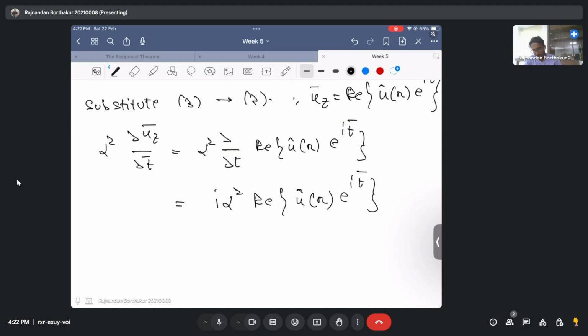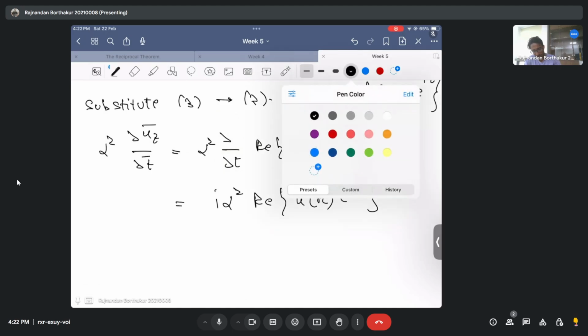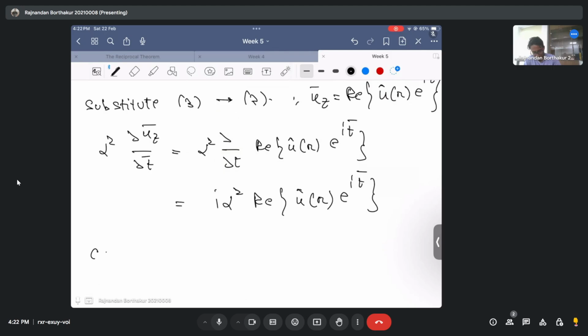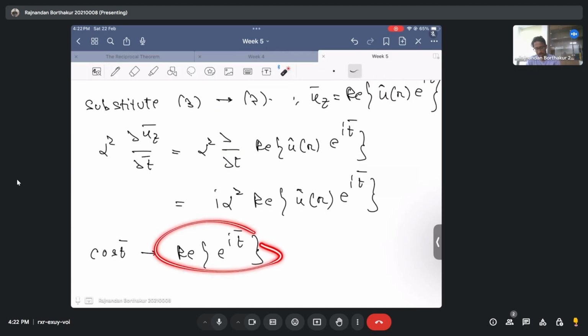The other term is cos t bar, the second term in the equation. This can be written as the real part of e power i t bar, because e power i t bar can be written as cos t bar plus i times sin t bar. So cos t bar is nothing but the real part of e power i t bar.